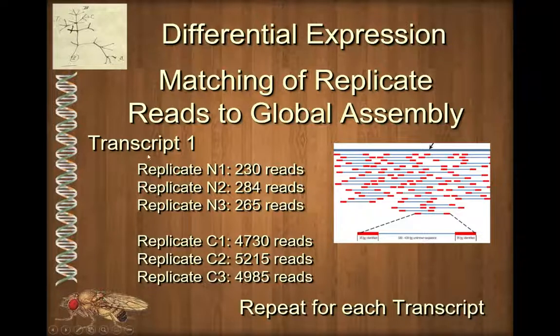So for instance, the very first one that we have has been assembled from all these different reads, and I would go in and count how many of these reads come from replicate normal cell number 1. I count them all up and I say, oh, 230 of these reads come from it. And I do the same thing, and hopefully we would get something consistent like this, where there's going to be a little bit of variation.